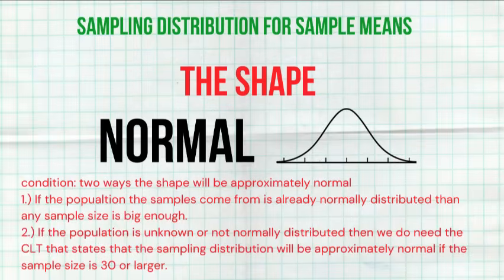But if the population is unknown or not normally distributed, then we do need the central limit theorem, which states that the sampling distribution will still be approximately normal if the sample size is 30 or larger. So let's take a look at a quick example.